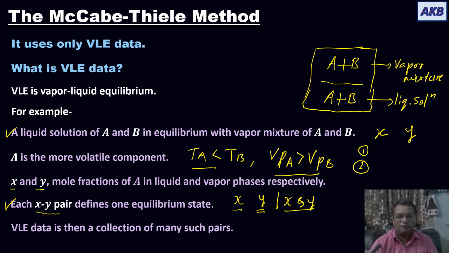So what is the meaning of binary system? The system that is containing only two components in it, A and B. Okay, so I hope this is clear to you. If you have any doubts, please let me know in the comment section.